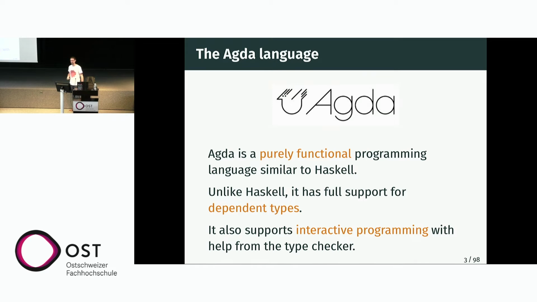Agda is such a language that fully embraces the concept of dependent types. But at its core, it's just a purely functional programming language, quite similar to Haskell in many respects. What sets it apart from Haskell is mainly support for dependent types. It's also quite well known for its support for interactive programming. That means you can write your programs in a kind of conversation with your type checker, and the type checker can help you while you're writing the program to stepwise construct it.